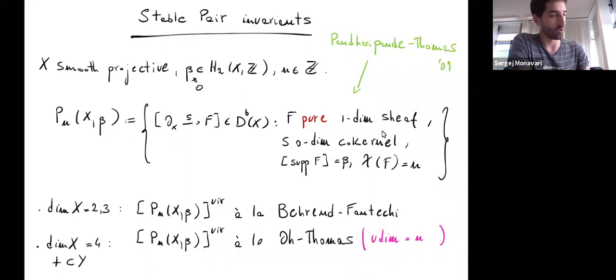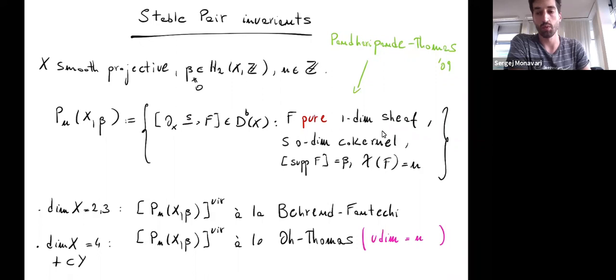In general, what is this moduli space? You start again with a smooth projective variety, whatever dimension now. You fix a non-zero curve class beta, a class in homology, and then you fix some integer n. The moduli space parameterizes sheaves on X with a section s. However, you want to see this not as a pair, a sheaf with a section, but as a complex in the derived category. I will not need it now, but the point is that if you want to correctly understand the deformation theory of these objects, you have to see them as objects in the derived category.